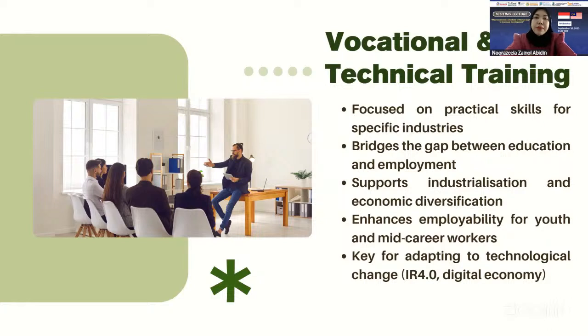Okay, for example, a country like Germany has a dual education system, combining classroom learning with apprenticeship. Okay, so it has been highly successful in reducing youth unemployment and producing skilled workers for its industry.